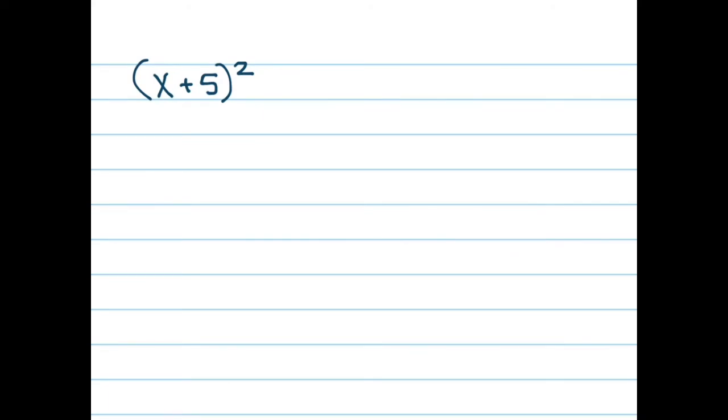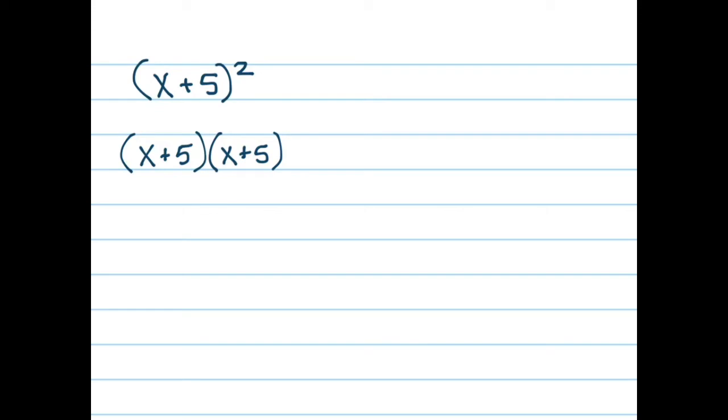So it doesn't look like I have two binomials here to use FOIL, but this squared tells me I'm multiplying this thing by itself, no matter what it is, whether it's a single number or a single variable or something in parentheses. Whenever you see that 2, you're raising it to that second power. You're multiplying it by itself. So for this one, you can rewrite this, and that should always be your first step. X plus 5 times itself, parentheses x plus 5.